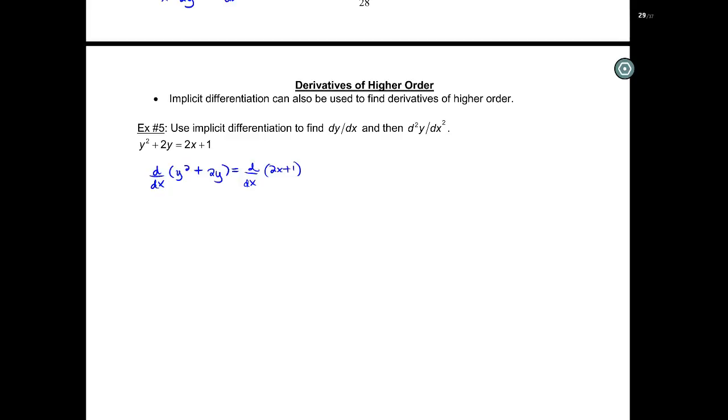And reduce if you can. Because you're going to want this in as simple terms as possible, so that when you do the second derivative, it makes it a little easier. Okay, got it?